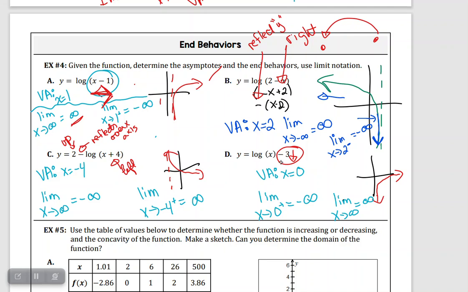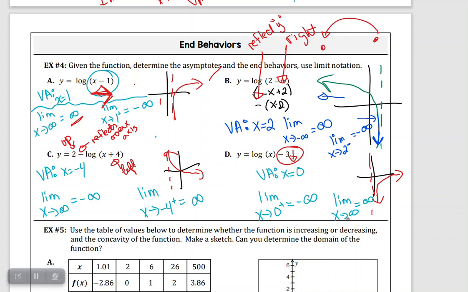I'm going to jump to D. D has a shift down 3 units. So the vertical asymptote doesn't move, just the graph shifts. So it's at x equals 0. And really that end behavior doesn't change either. So as it approaches 0 from the right, it's still going down to negative infinity.